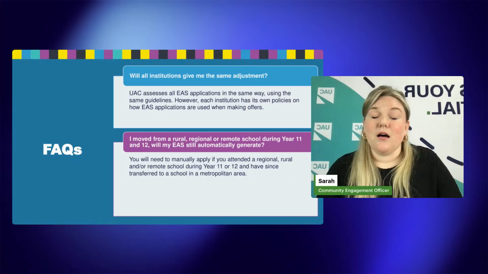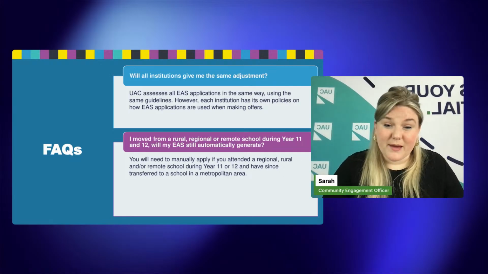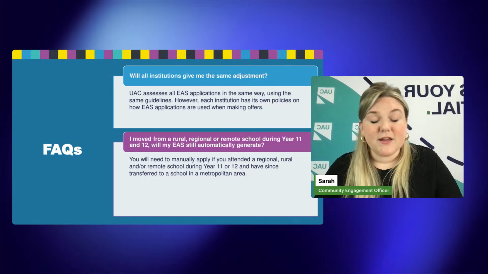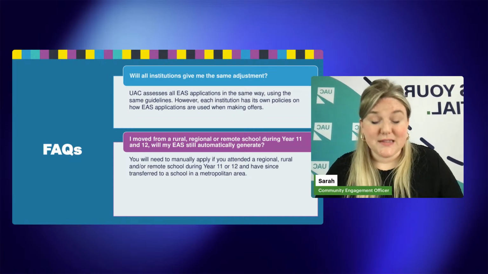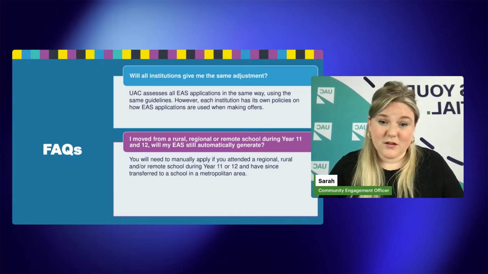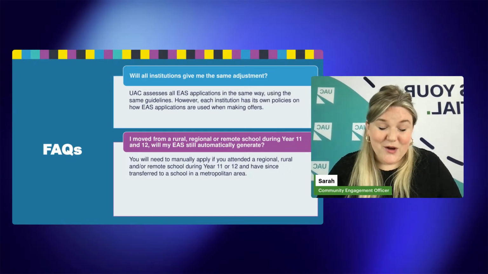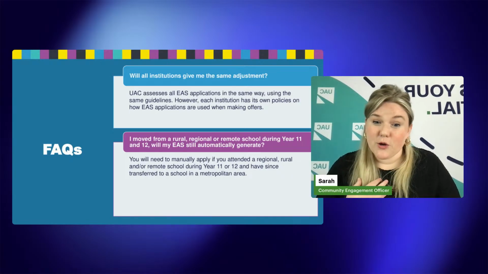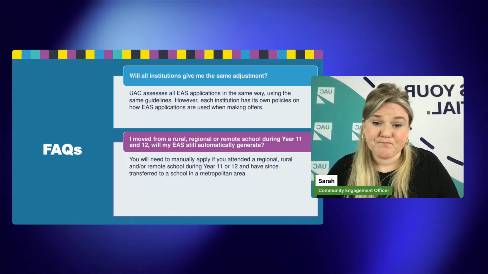So again, my suggestion would be, if you want some of that information, to contact the institution directly, and they should be able to give you a little bit more information about how they themselves use the EAS application. Okay, but at UAC, we process them all in the same way using the same guidelines. But we don't know what adjustment you'll get at the different institutions, so you'll have to contact them directly.